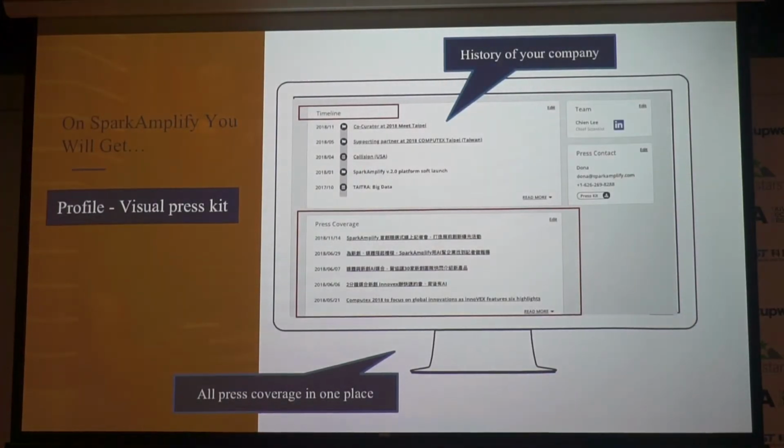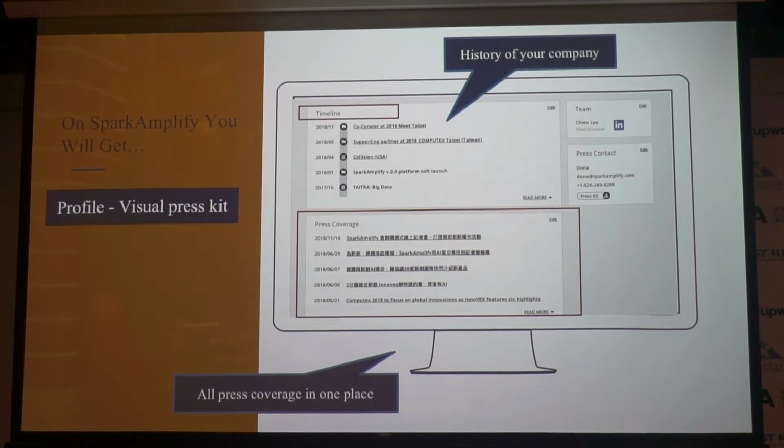And then scrolling down, you will find a section called Timeline. Here you can add your major milestones, your funding rounds, your product launch, so they can have a sense of the history of your company very quickly. And then down here, this is all your press coverage in one place. You can also choose to add them manually, or if you are a user, our system automatically updates your placements every week for you. So if you get a new placement, you will get a notification email.